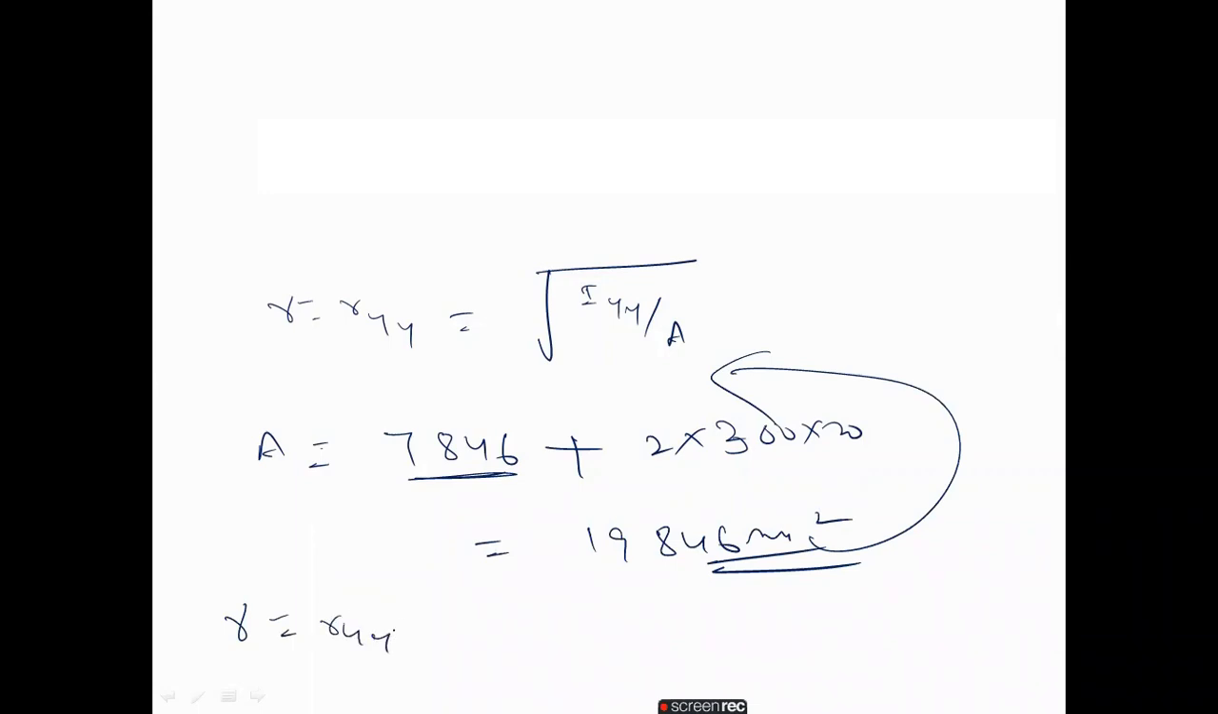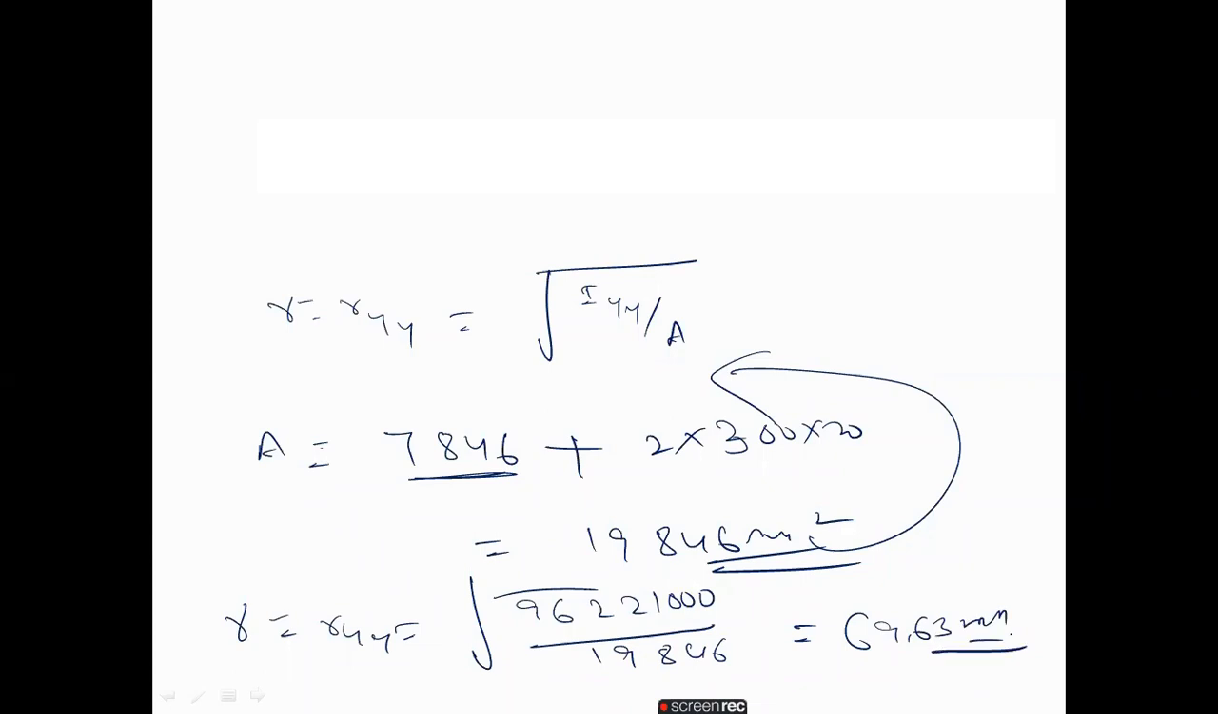R equal to RYY equal to 96221,000 by 19,846. You will get the R value like this. Okay. Now the condition they gave: one end is fixed, other end is hinged. For that case, the effective length KL is nothing but 0.8 into L. So 0.8 into 4500, you will get 3600 mm.